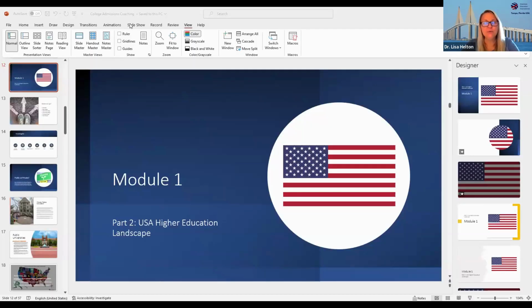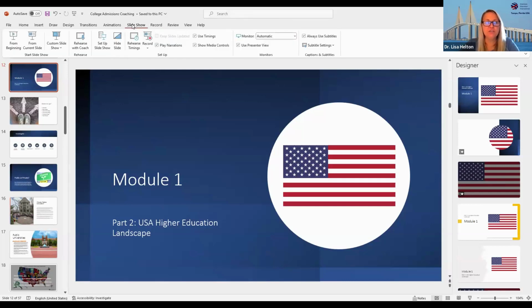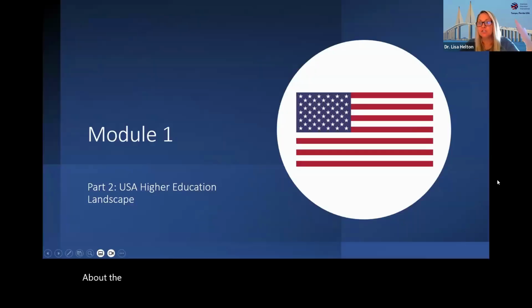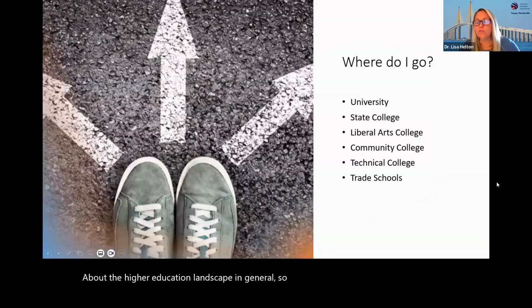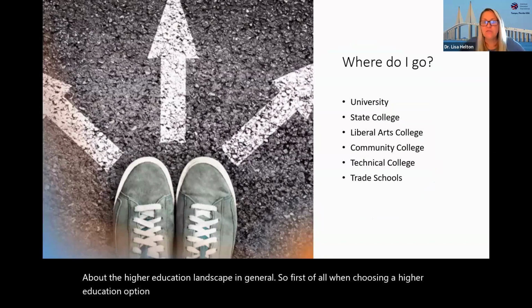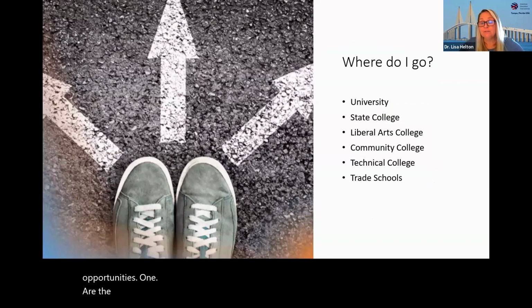We are continuing our study of education in the USA. We talked yesterday about our education levels in the USA, and today we're talking about the higher education landscape in general. So, first of all, when choosing a higher education option in the United States of America, there are many different types of opportunities. One are the universities.